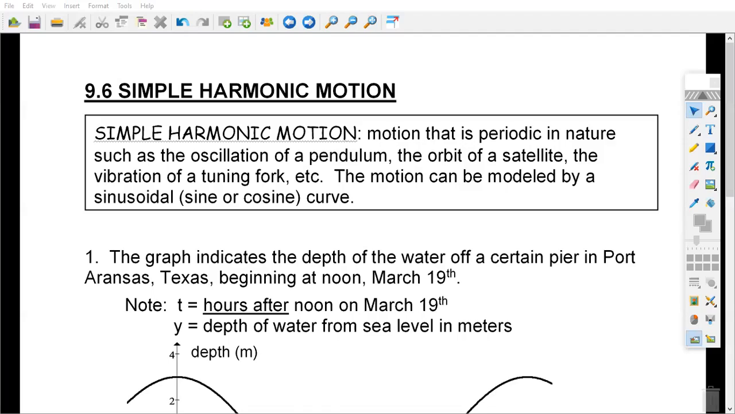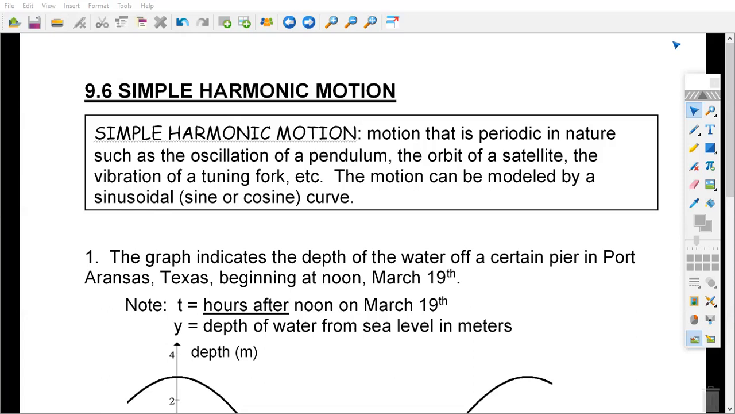Here we go, guys. A big thing that you guys are constantly asking is, when does this apply? How can you use this? So we're going to start with some very basic ones. We're only going to do simple harmonic motion. Basically it's motion that is periodic in nature, such as oscillations of pendulums, the orbit of a satellite, the vibration of a tuning fork, right? Those things are best modeled by using sinusoidal graphs, so sine or cosine curves, okay?